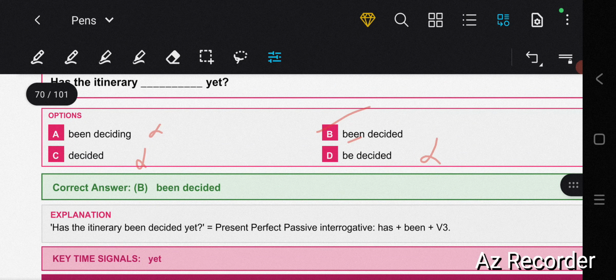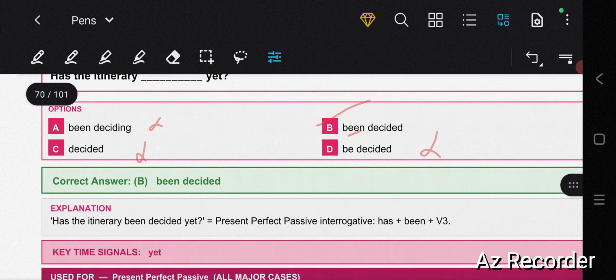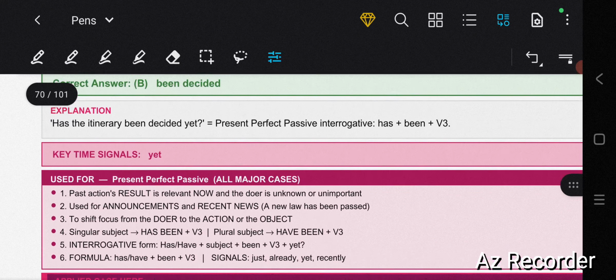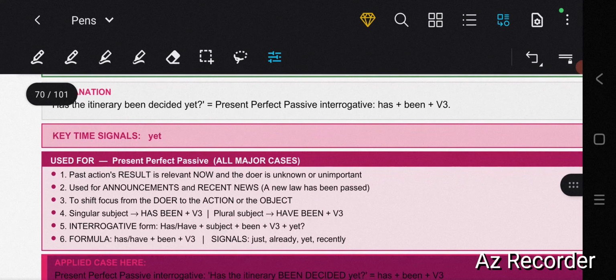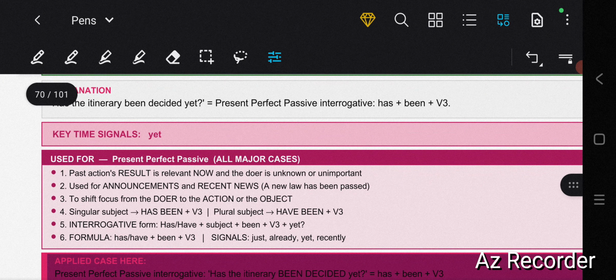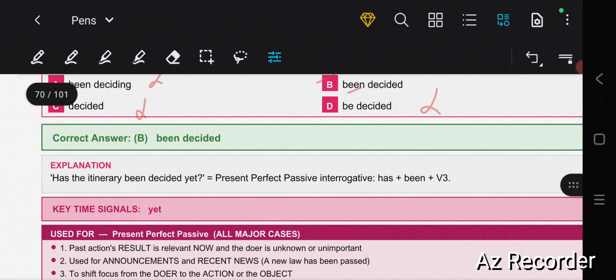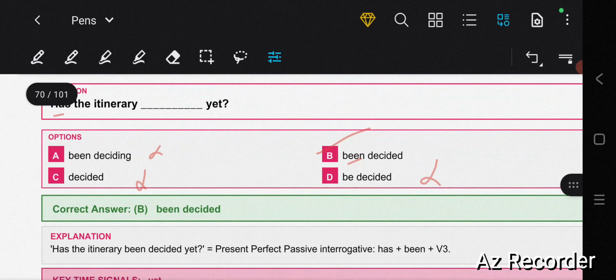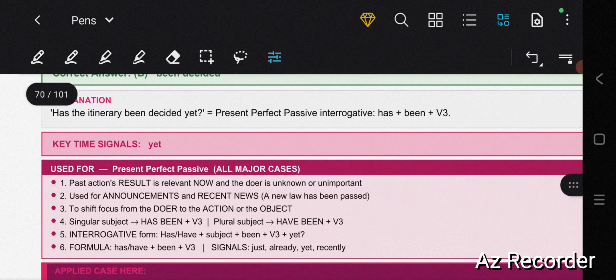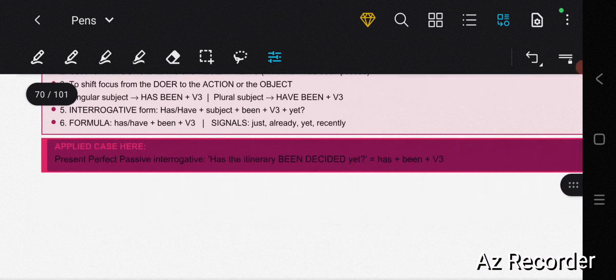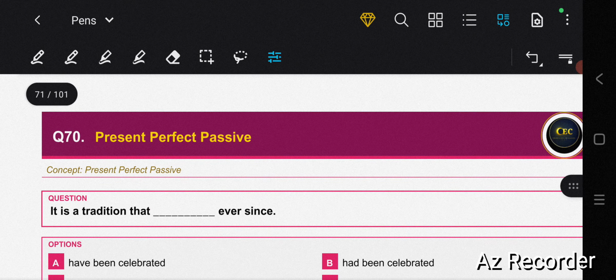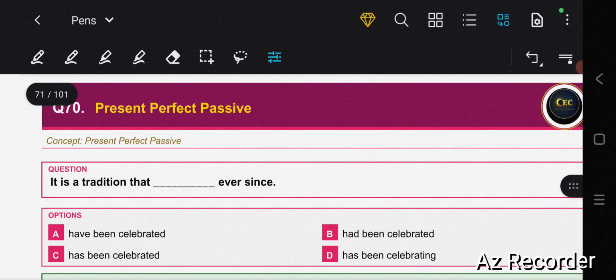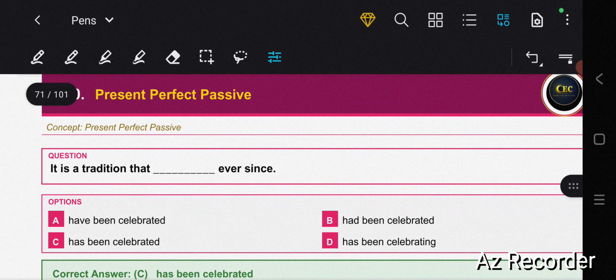In case you have any kind of doubts, you may go through the explanation and the key time signals and the cases with which the particular question or the option matches. You have to check the details for each of the questions. The details have been added. Now the question number 70.